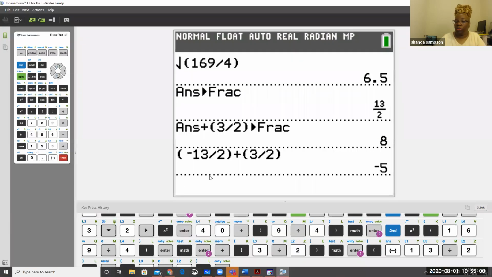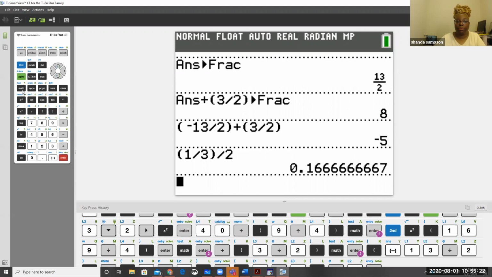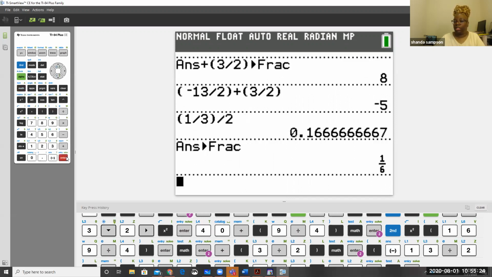So remember, 1/3 is a fraction, so all fractions need to be put into parentheses if you're not using the fraction button. So 1 divided by 3, close parenthesis, divided by 2. It's going to show a decimal, but math enter is going to get back the right answer. That works. So our answer is 1/6.